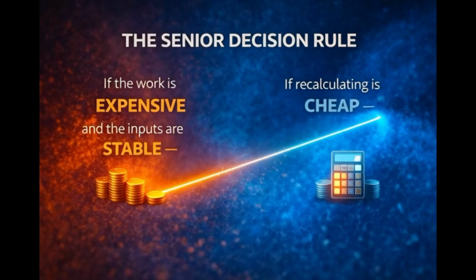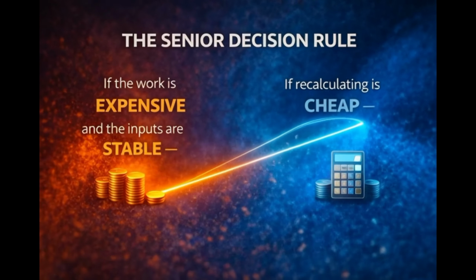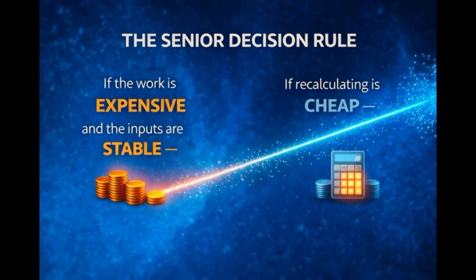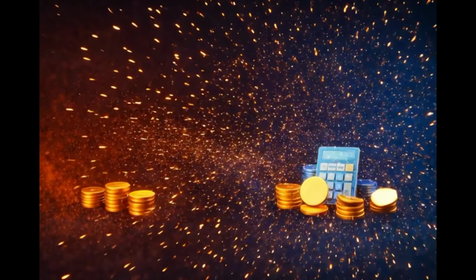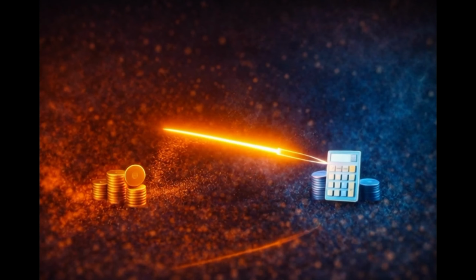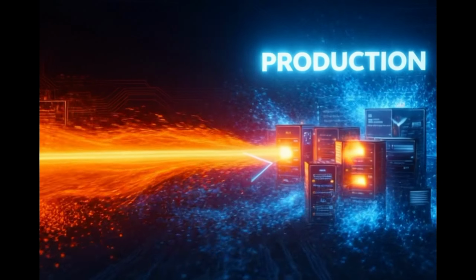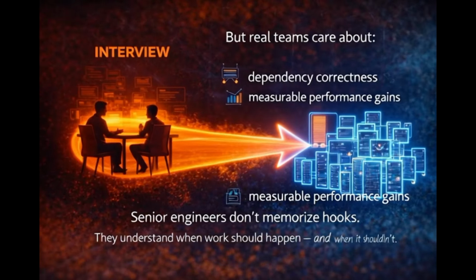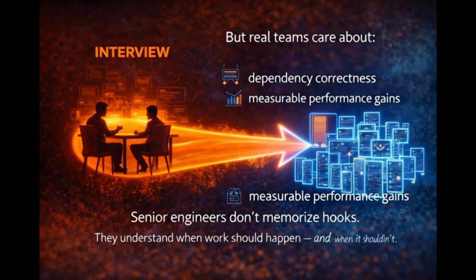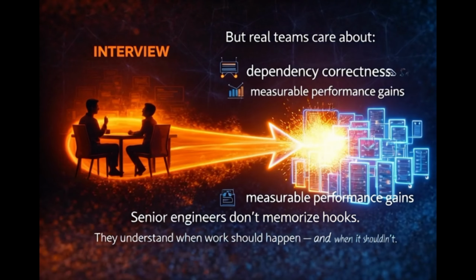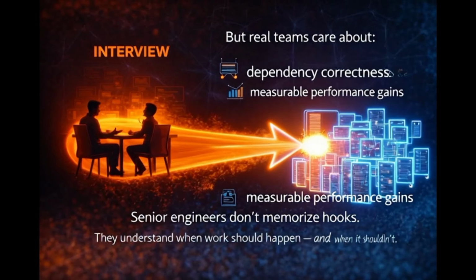The Senior Decision Rule. Here's the rule experienced front-end engineers use. If the work is expensive and the inputs are stable, memoize it. If recalculating is cheap, don't. Memoization is a scalpel, not a hammer. Interview and production bridge. In interviews, definitions are easy, but real teams care about render cost, dependency correctness, and measurable performance gains. Senior engineers don't memorize hooks. They understand when work should happen and when it shouldn't.